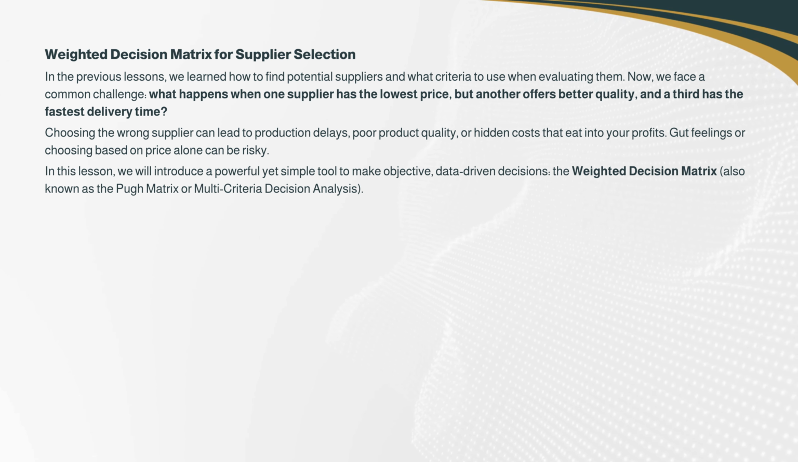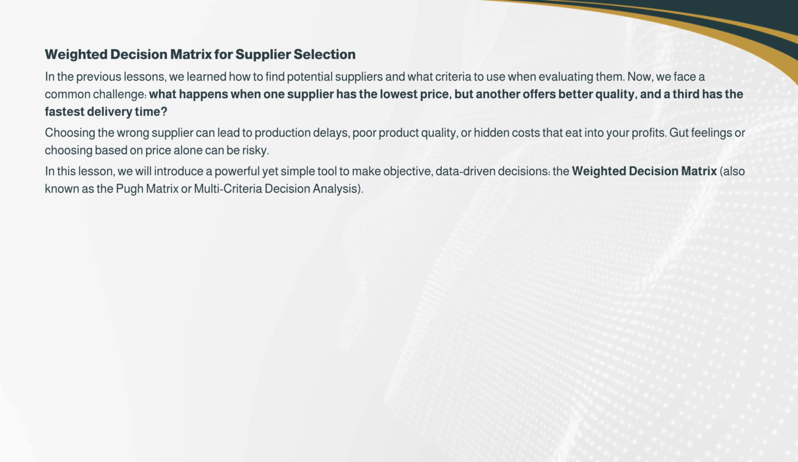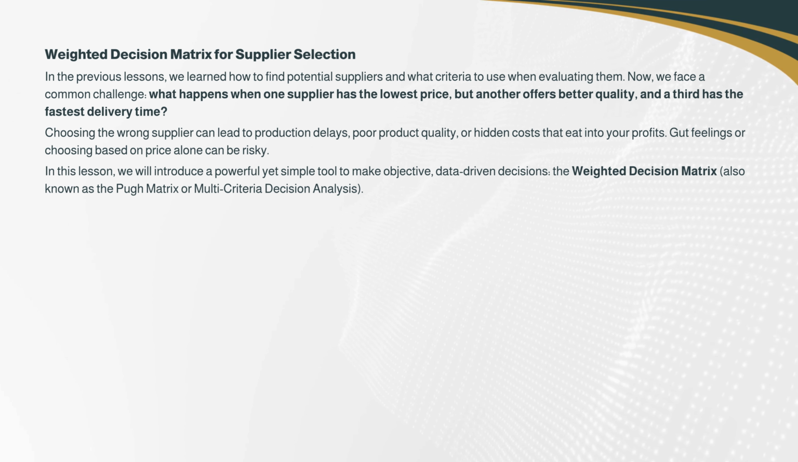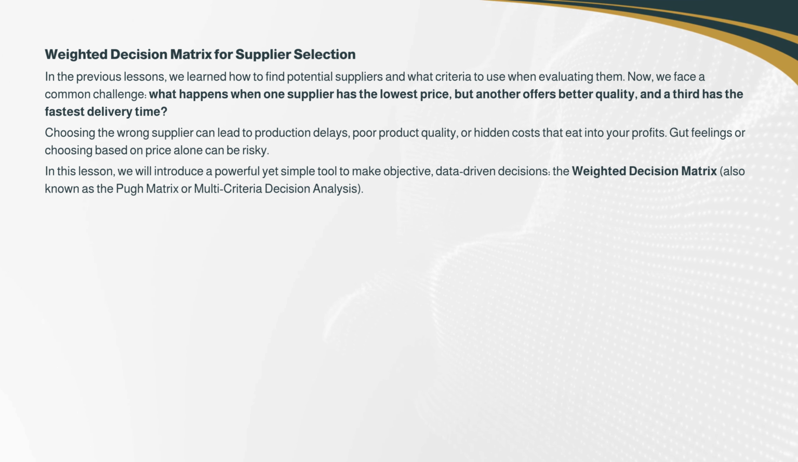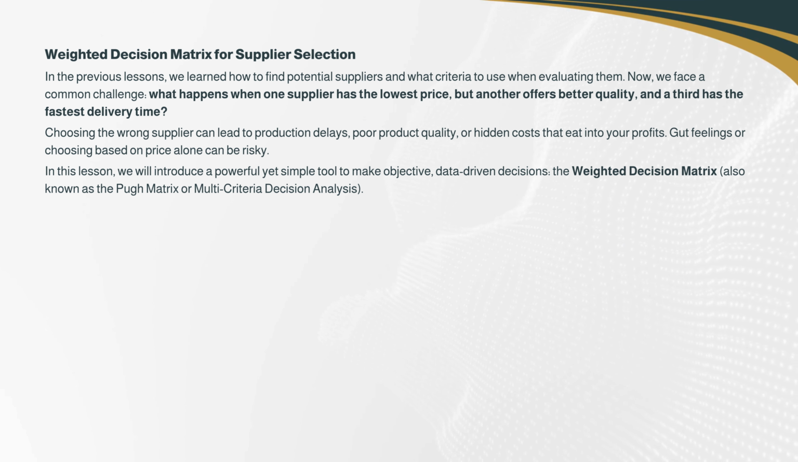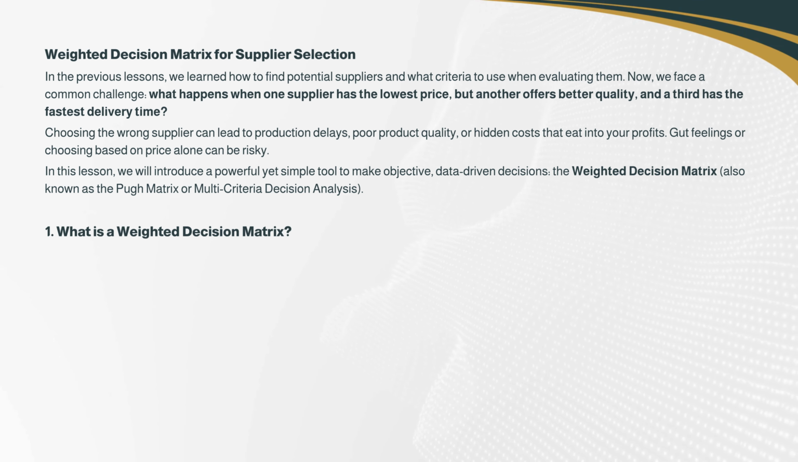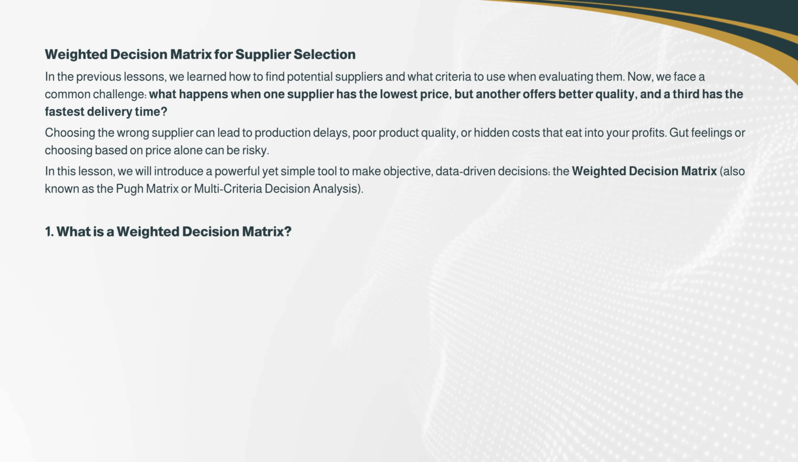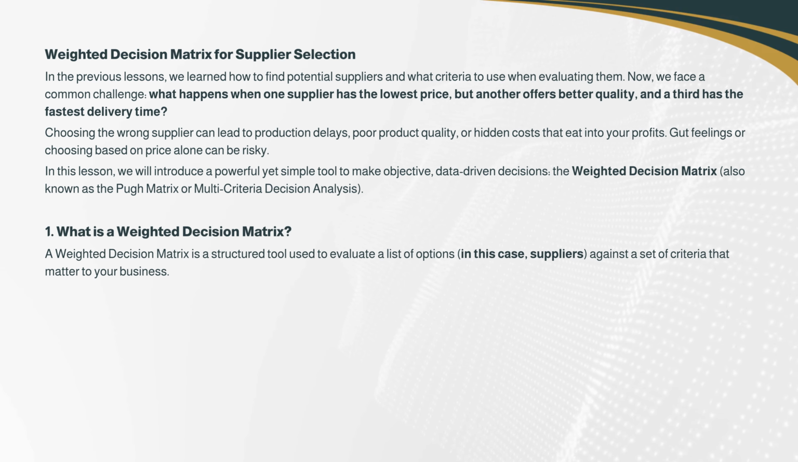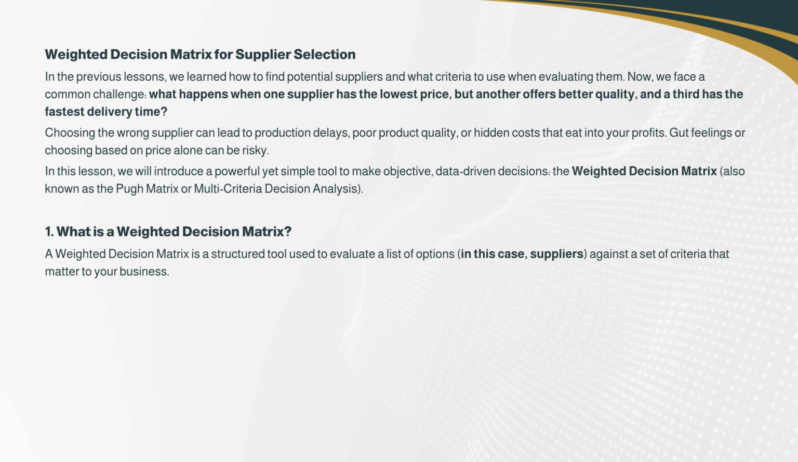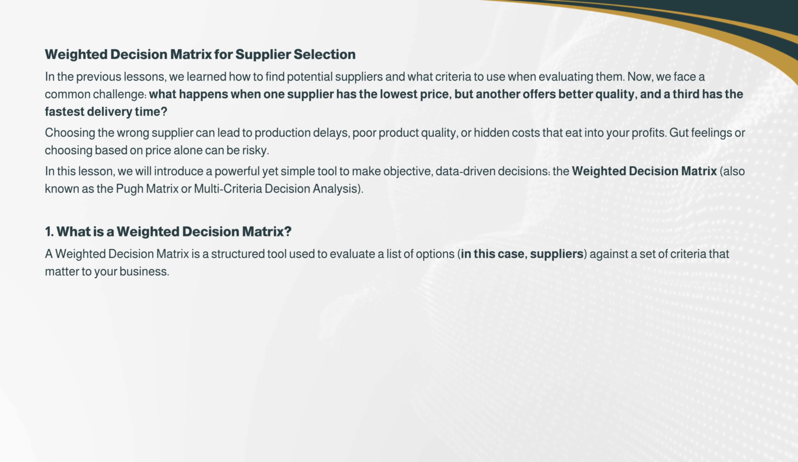In this lesson, we will introduce a powerful yet simple tool to make objective, data-driven decisions: the Weighted Decision Matrix, also known as the Pugh Matrix or Multi-Criteria Decision Analysis. 1. What is a weighted decision matrix? A weighted decision matrix is a structured tool used to evaluate a list of options, in this case, suppliers, against a set of criteria that matter to your business.